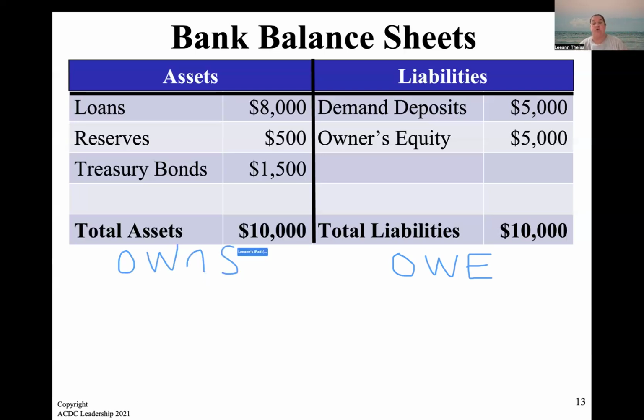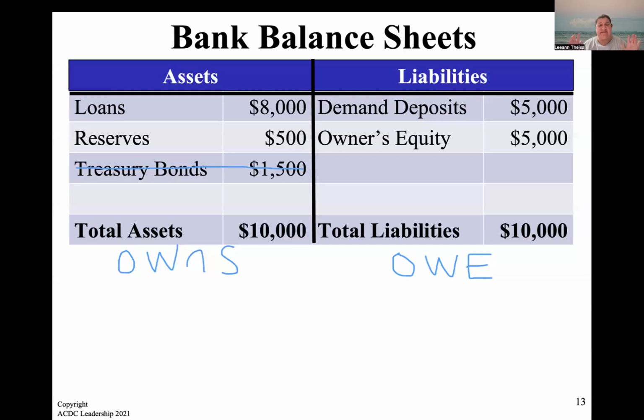Okay? So we owe that to other people. This is what the bank owns. And so there's a couple of different categories of things. We're not going to worry about treasury bonds today. That is an after spring break you problem. Today, we're just going to talk about how money comes in and goes out of the bank balance sheets.